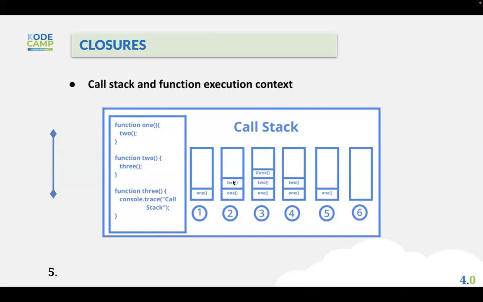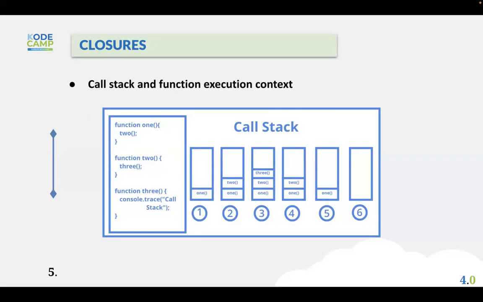So when you try to execute function 3, there's no other function in it, so it will execute and function 3 will be popped from the stack and control will be returned to function 2, which is here. Function 2 will finish execution. Now, because function 3 has finished execution and control is returned to function 2, function 2 will finish execution as well and return control to function 1.